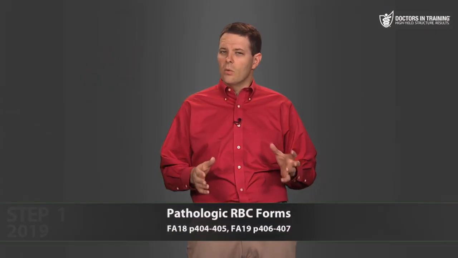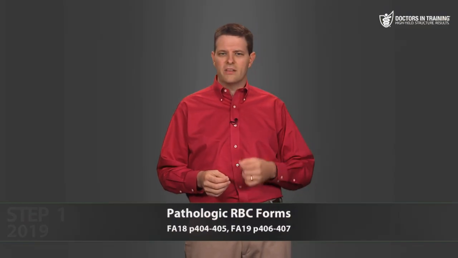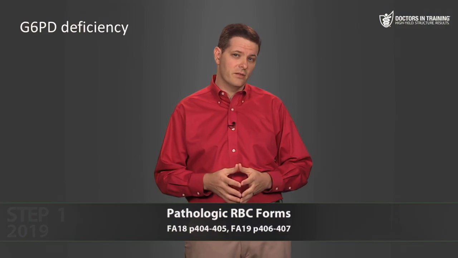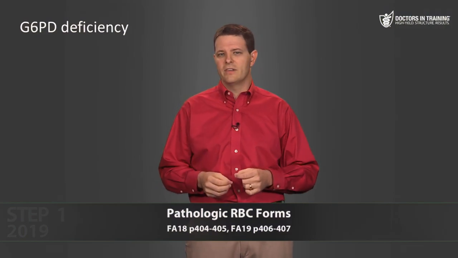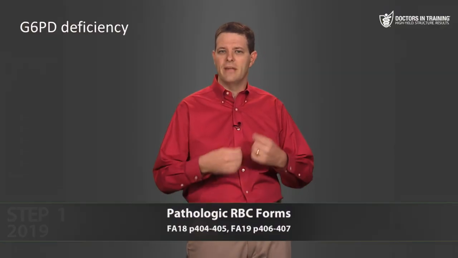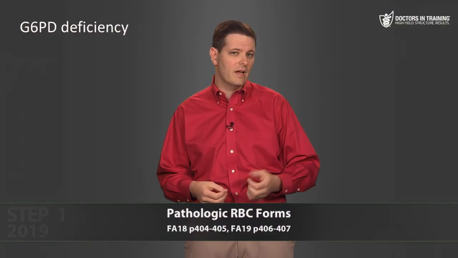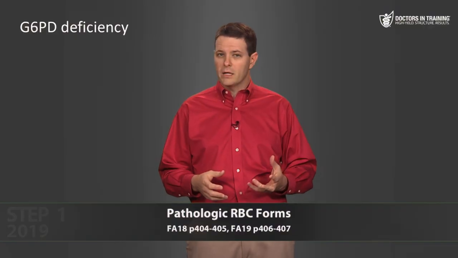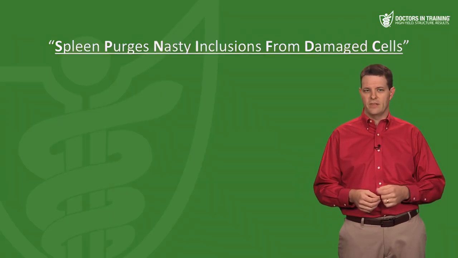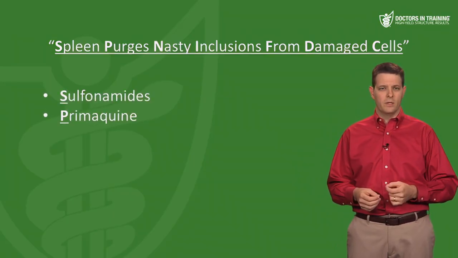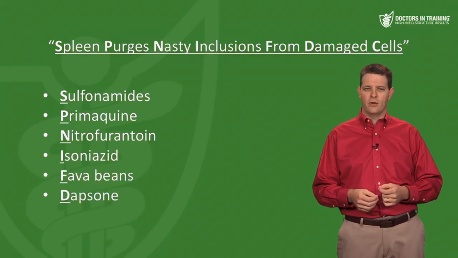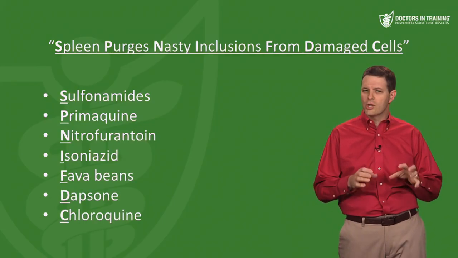Now think back. When did we mention bite cells and Heinz bodies and oxidative damage to red cells before? G6PD deficiency, remember? Patients with G6PD deficiency are sensitive to certain drugs that cause oxidative damage, like sulfonamides and dapsone, and also fava beans. That's a classic one. Now, do you remember the mnemonic? It was spleen purges nasty inclusions from damaged cells, which stands for sulfonamides, primaquine, nitrofurantoin, isoniazid, fava beans, dapsone, and chloroquine. So make sure you know those.